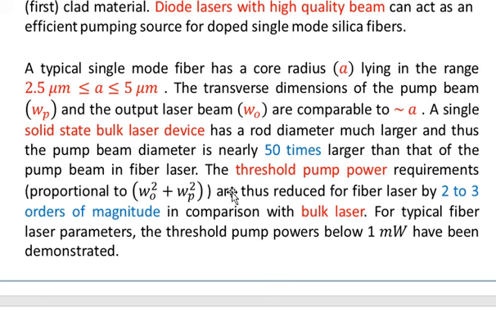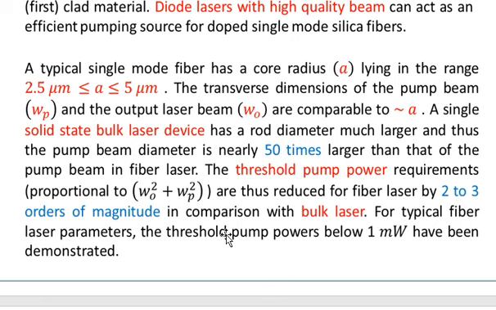The threshold pump power requirement, which is proportional to W naught square plus WP square, is thus reduced for a fiber laser by 2 to 3 orders of magnitude in comparison with the bulk laser. So you see that this is the advantage of using the fiber laser, that the threshold pump power requirement is reduced by a factor of 2 to 3 orders of magnitude in comparison with the bulk laser.